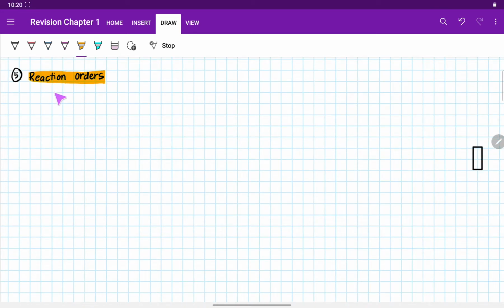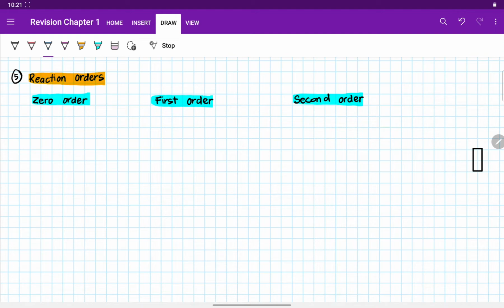Okay, the next one we're going to discuss about the reaction order. Okay, so untuk reaction order ataupun order of reaction yang kita akan fokuskan ada 3. We're going to focus on zero order, first order and also second order. Okay, so for this one kita assume kita ada A kepada B. So kita ada satu je lah reactant kat sini.